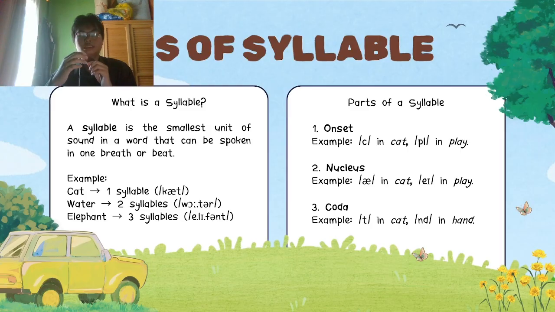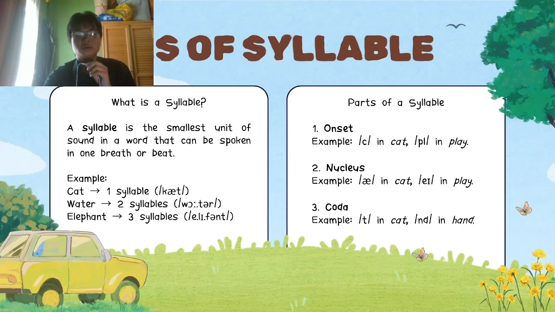And then what is a syllable? So a syllable is the smallest unit of sound in a word that can be spoken in one breath or beat. Every syllable must contain one vowel sound, which may be a single vowel or a combination of vowels like a diphthong. For example, cat: there's only one syllable. And then water: there's two syllables there. And elephant: there's three syllables over there.